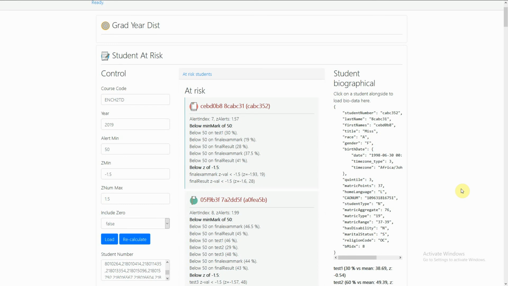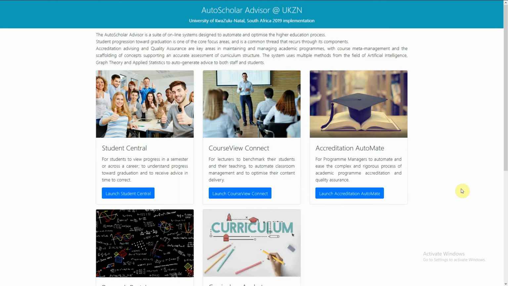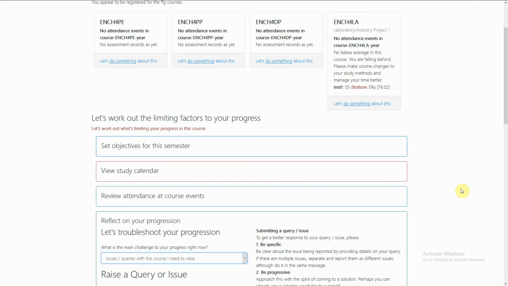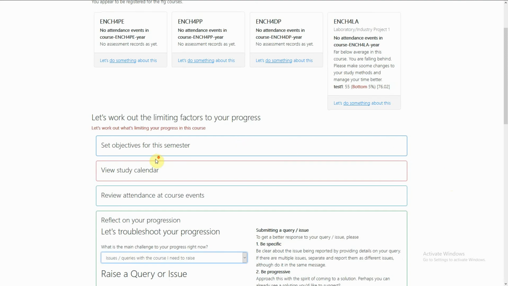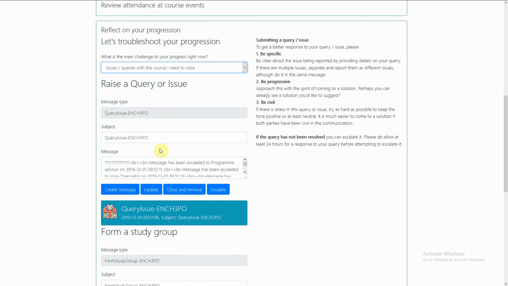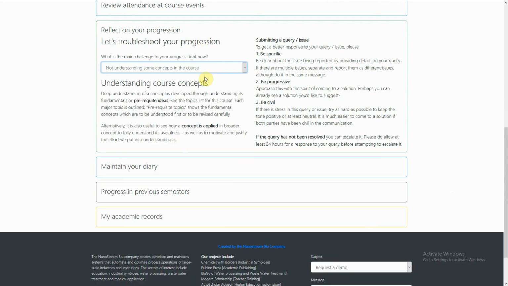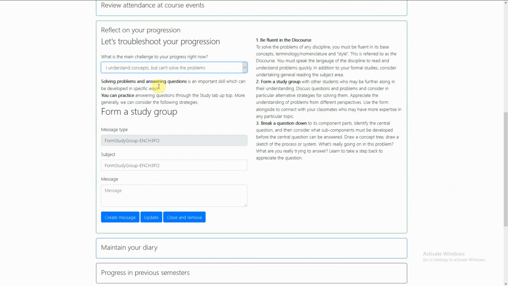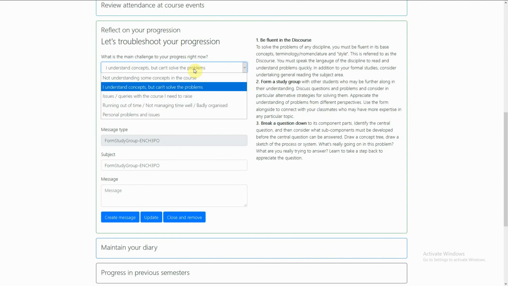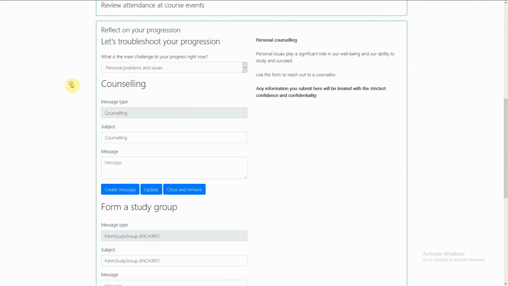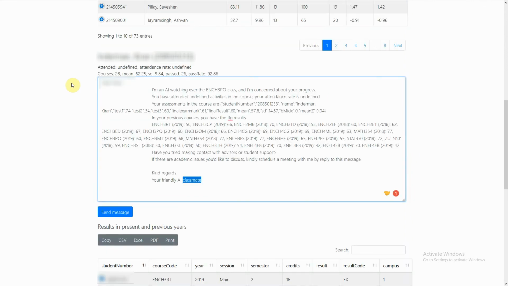So in terms of advising students, we go over to some of the other components in the AutoScholar. So for example, in the Student Central component, the student could be advised to try troubleshooting their progression. So they can look at different types of advising. So if they're not understanding concepts, or if they can't solve problems, then there are actions that they can take, for instance, forming study groups or engaging with counselors and so on. So the students themselves can be encouraged to undertake certain actions.